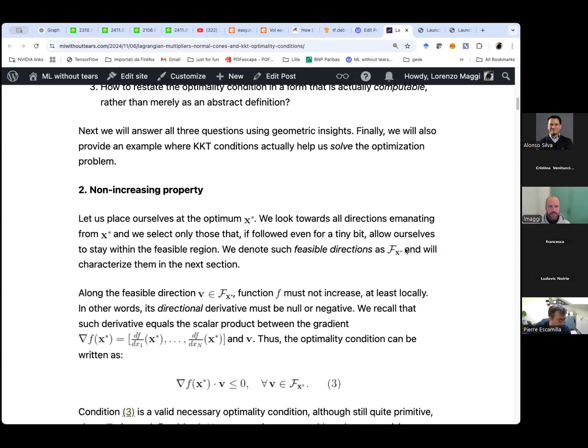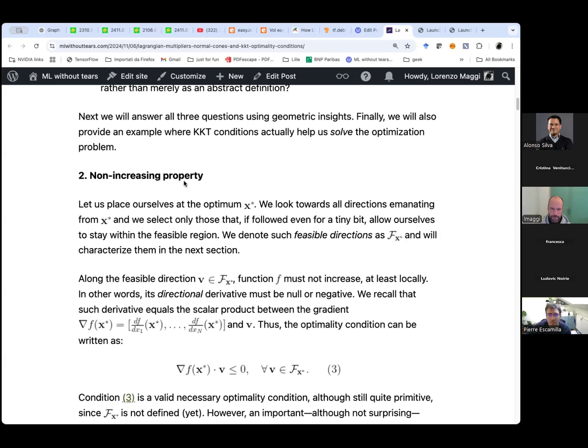Let's start simple with this non-increasing property. What does it mean that a function is not increasing? It means that its gradient is smaller than 0. Not really. This is true in 1D: the derivative has to be negative. In more than one dimension, we also have to define the direction toward which we are looking at the function, because in 1D there is just one direction. Then you can go left or right, but there's just one direction.